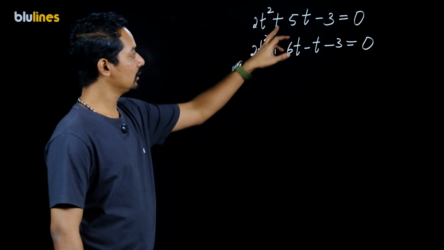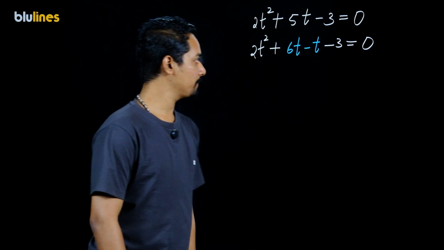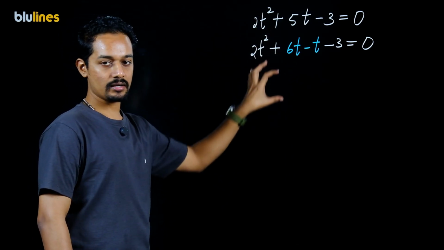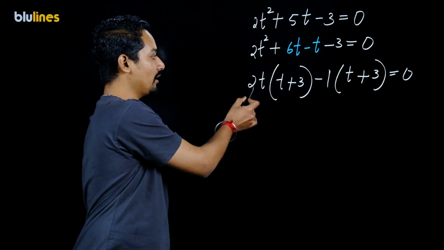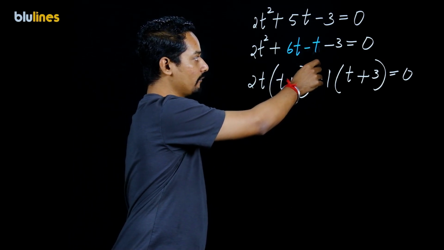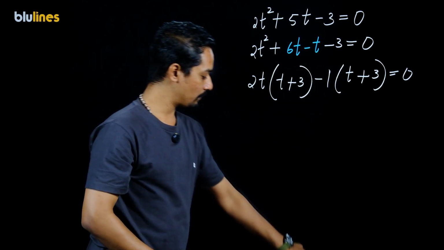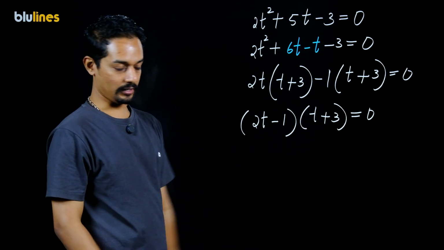Let's see that this 5t can be written as 6t minus t. Once you write this, you can rearrange the terms. You can take something as common. We can take the first two terms, and take 2t as common. We get t plus 3. The second term, we can take negative 1 as common. We will get t plus 3. So t plus 3 and t plus 3 are common, so this can be rearranged into 2t minus 1 into t plus 3 equal to 0.